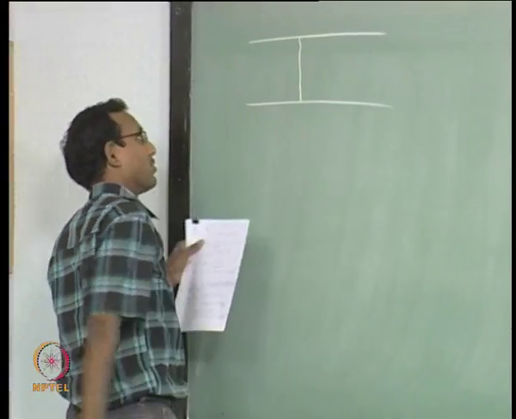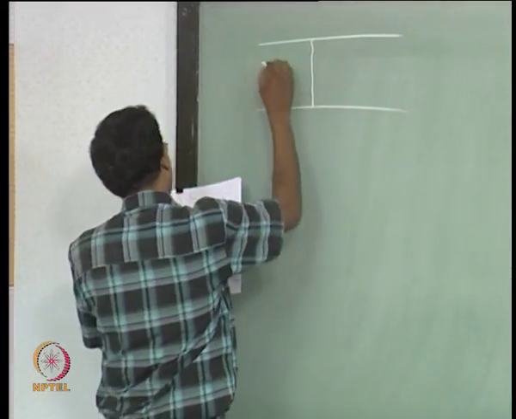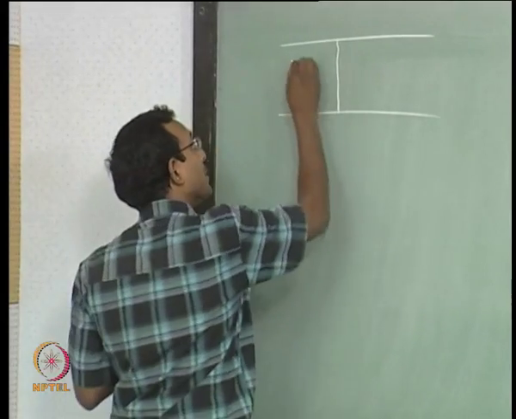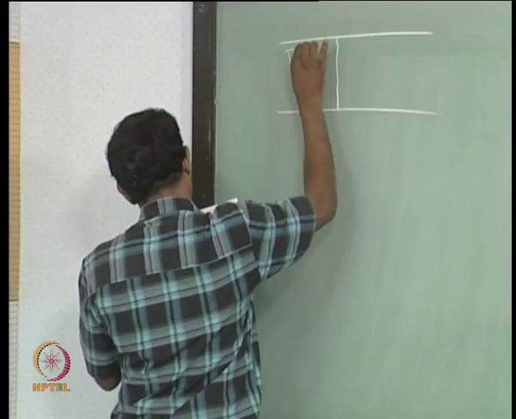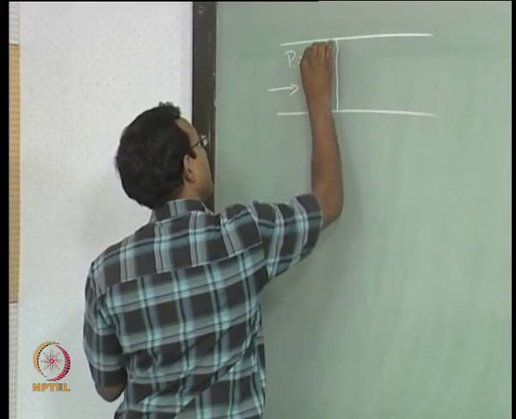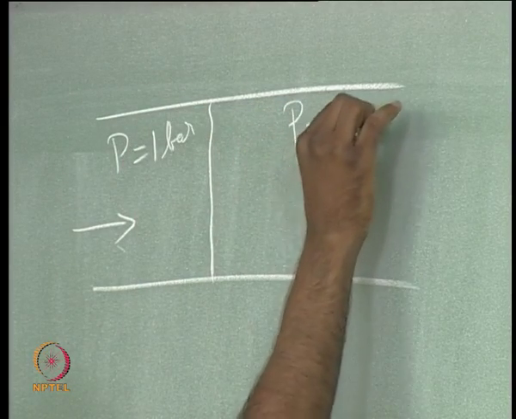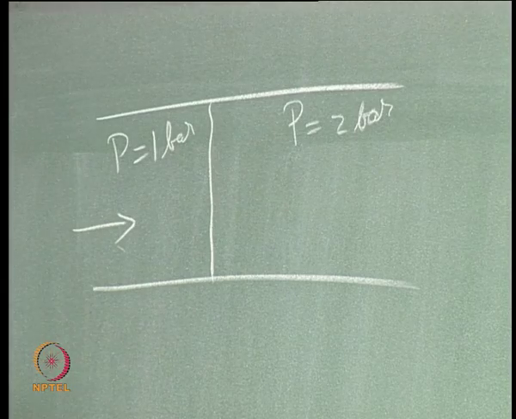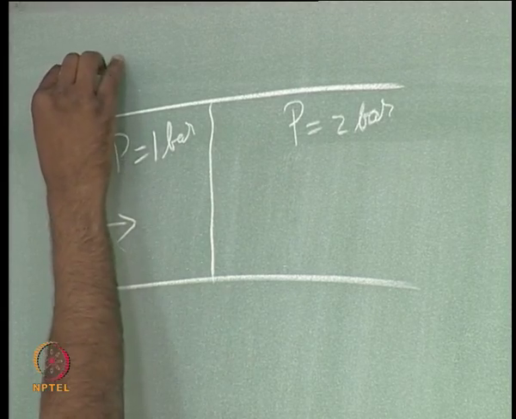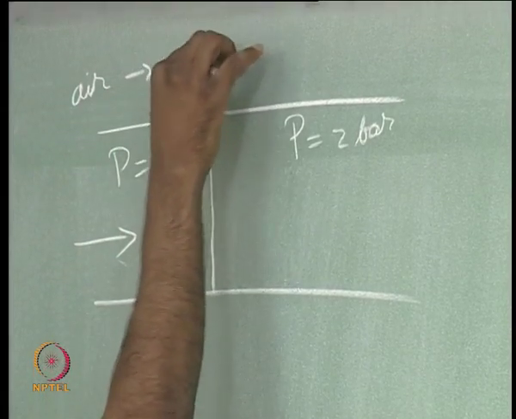I have a shock in a straight, constant area duct. The flow goes this way, the pressure here is 1 bar and the pressure here is 2 bar. This is the information I know, and I also know that the gas is air, so gamma equals 1.4.